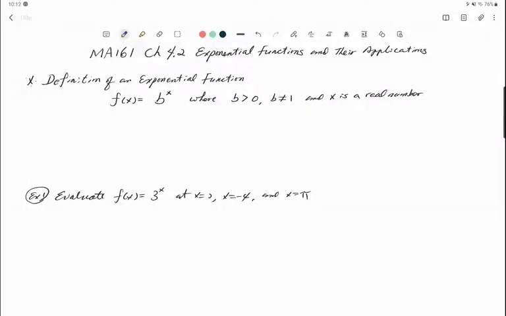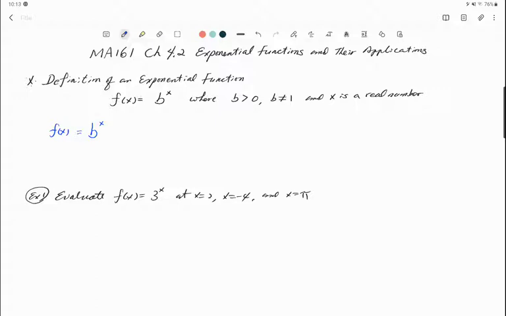Okay, chapter 4.2, exponential functions and their applications. Exponential functions are really simple. The exponential function with base b is defined like this: f of x equals b to the x power. So b is a base, raised to some power x, and we call this an exponential expression. This is a function of x, and there are restrictions on the base.